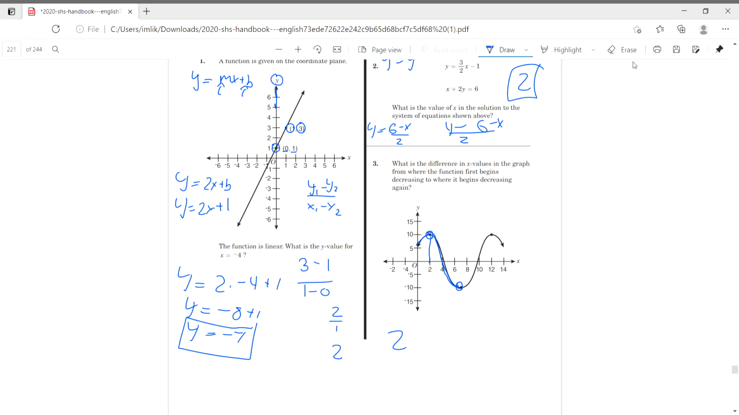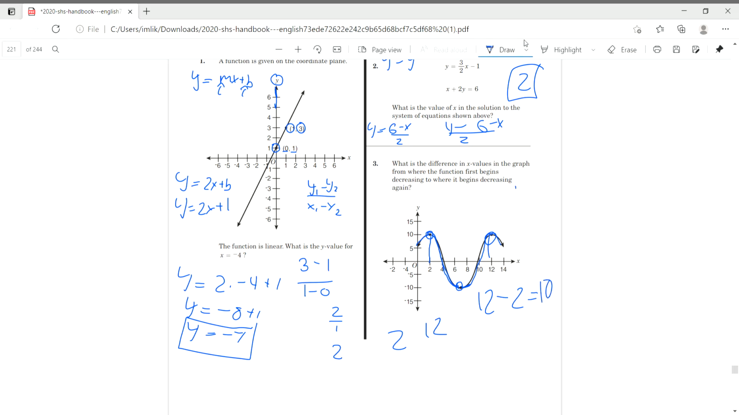is going to signify when it's going to start rising again. So we're going to start rising. Right here we top off, and after this point we go downhill again. So our second point is 12. 12 minus 2 is equal to 0. Sorry, no, it is not equal to 0. It's equal to 10.